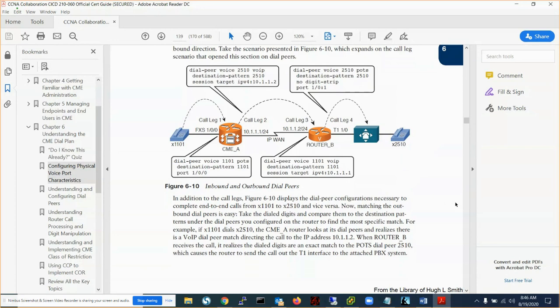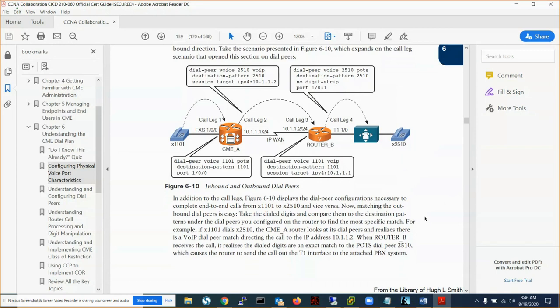So the dial peer matching: take the dialed digits and compare them to the dial peer destination patterns you configured on the router to find the most specific match. If 1101 dials 2510, the CME router looks up its dial peers and realizes this is a VoIP dial peer. We talked about that, and it goes to the IP address 10.1.1.2.